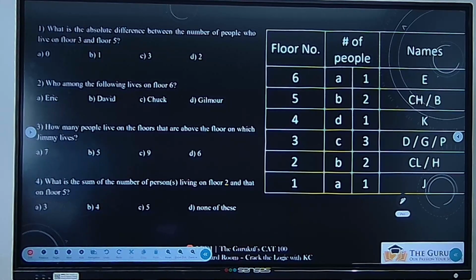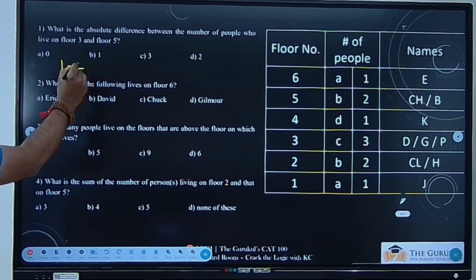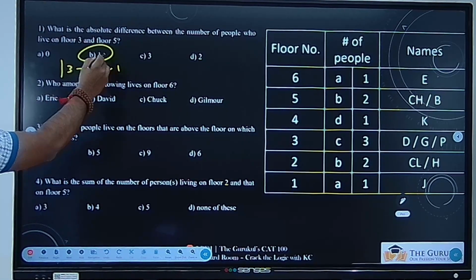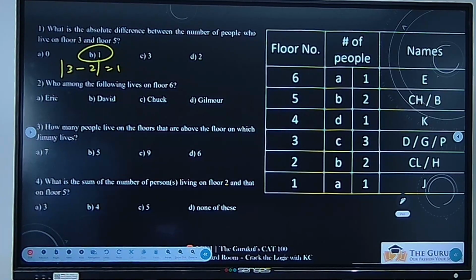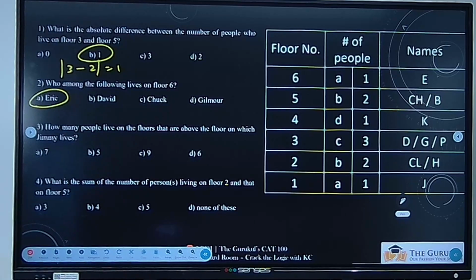What is the absolute difference between the number of people who live in 3rd floor and 5th floor? In 3rd floor we are having 3 people. In 5th floor we are having 2 people. So absolute difference is equal to 1. That is option B. Who among the following lives in floor 6? Floor 6 is occupied with person E. That is option A.